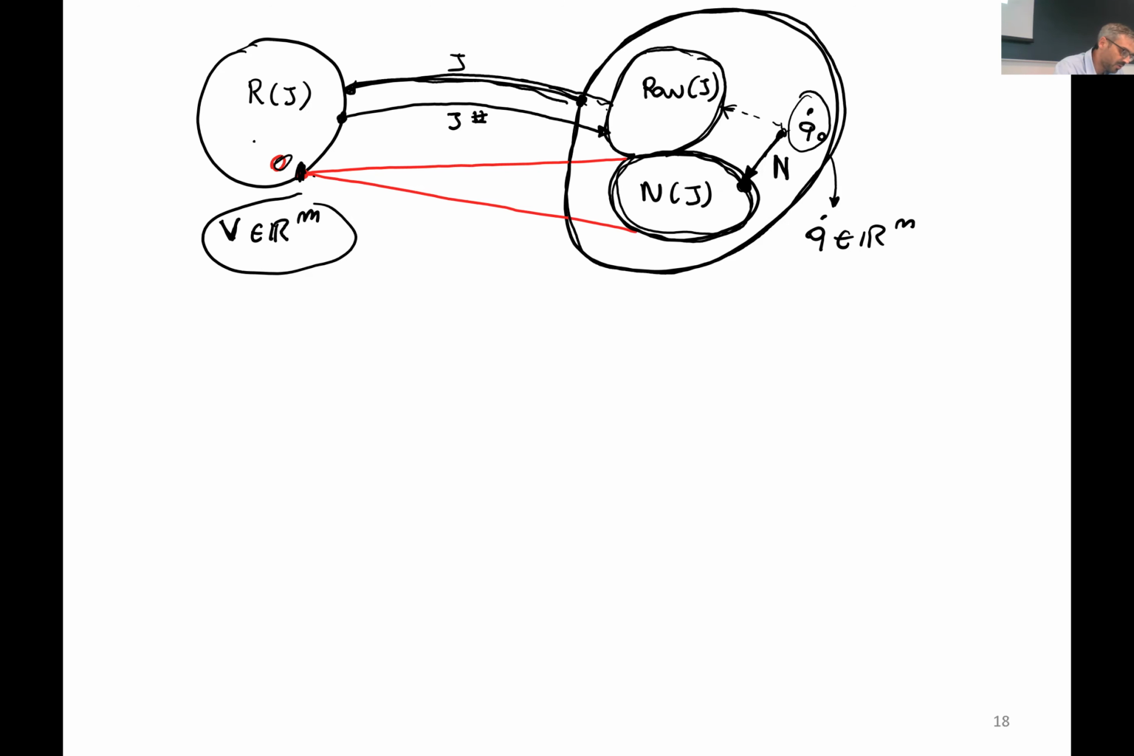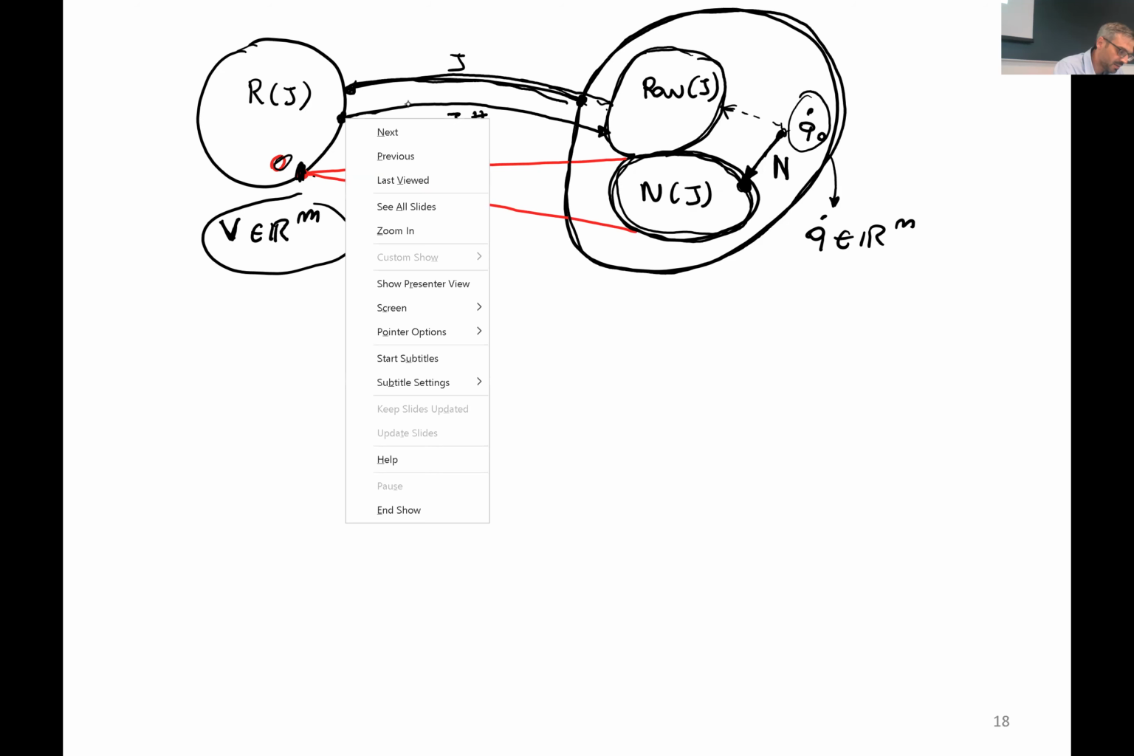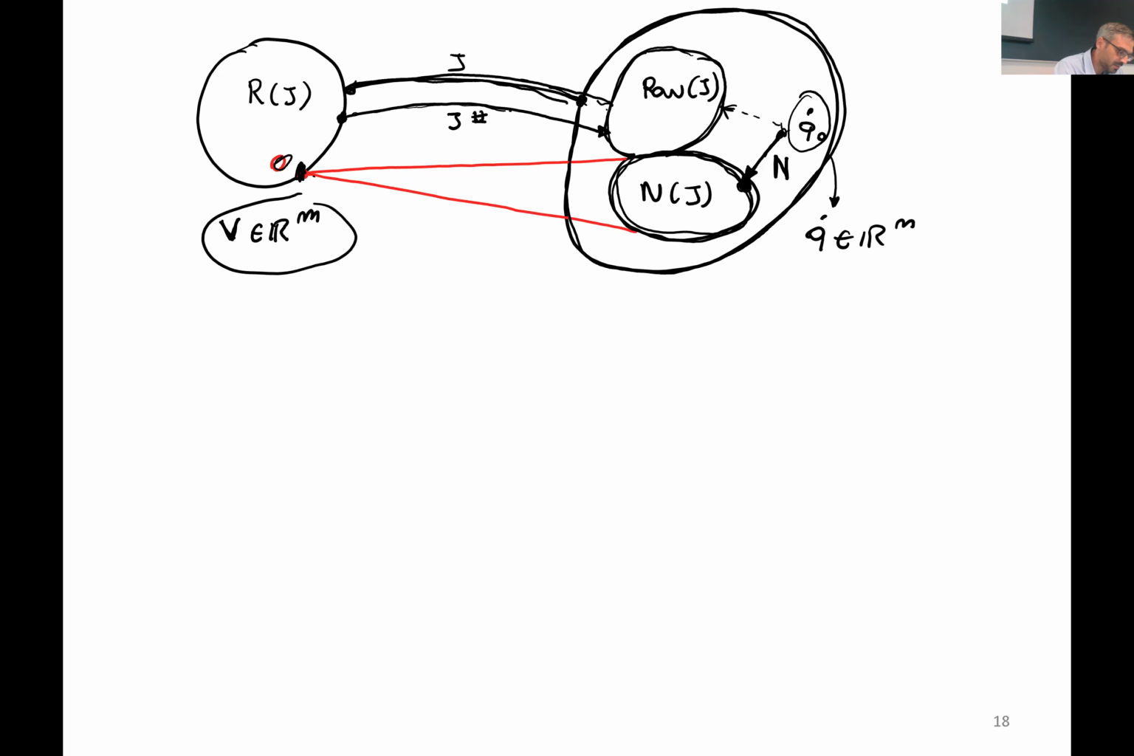The opposite is the J transpose. In this case, we want to map V into joint velocities. So we want to achieve V with some joint velocities. And this set of joint configurations that we realize will be here, plus we add the null space component that will not affect the principal task, that is achieving some end effector velocity.